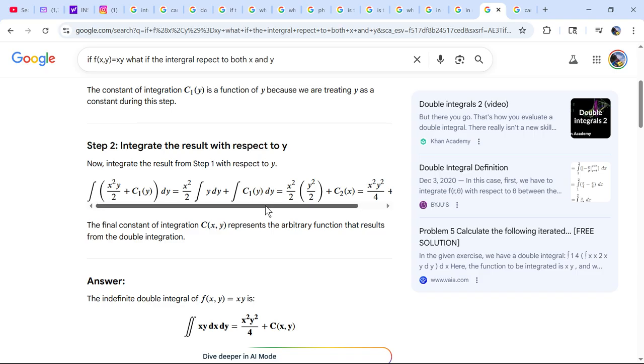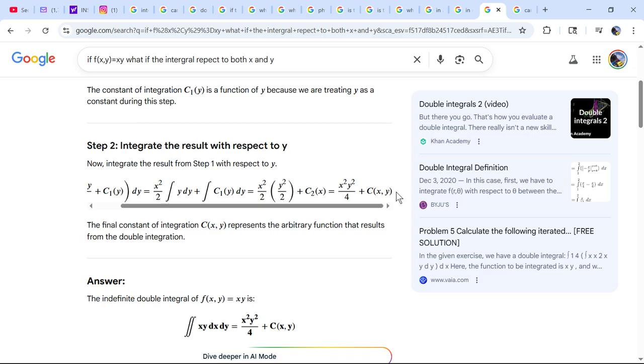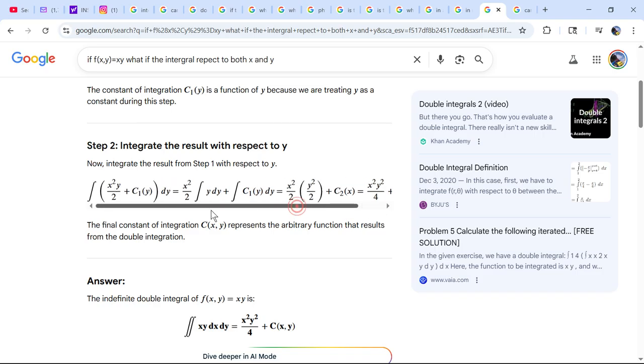I got that part. This second part becomes C2 of x with respect to x. I don't see that. This constant is xy. All right, C2 of x. I don't get that at all.